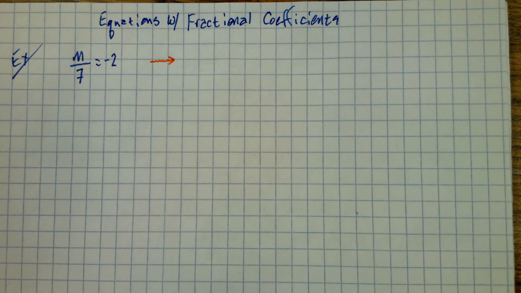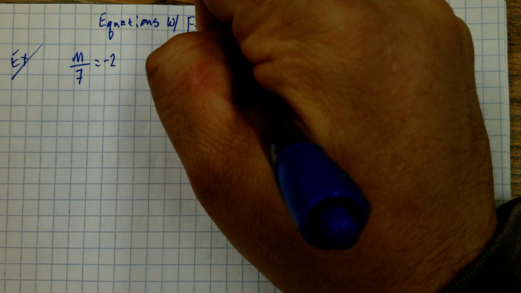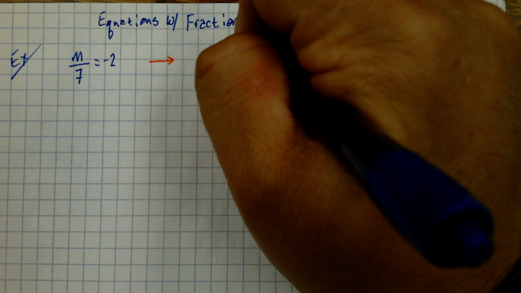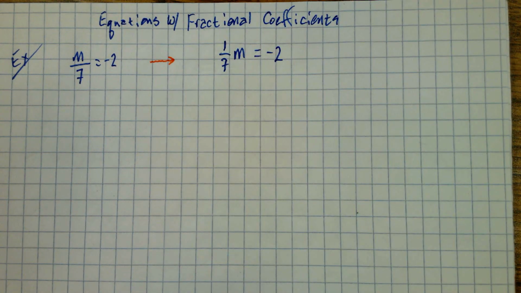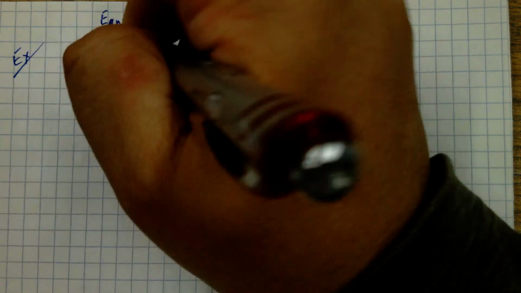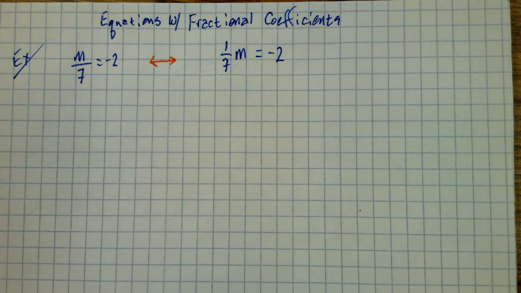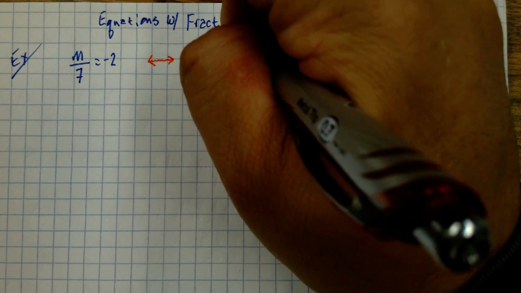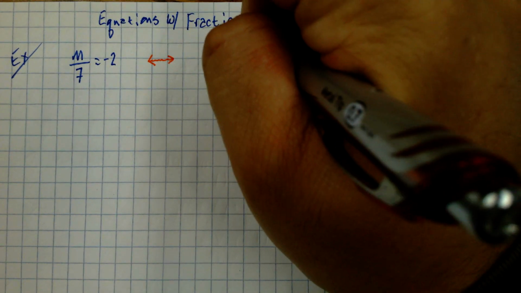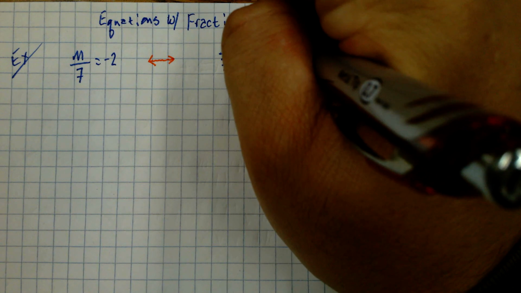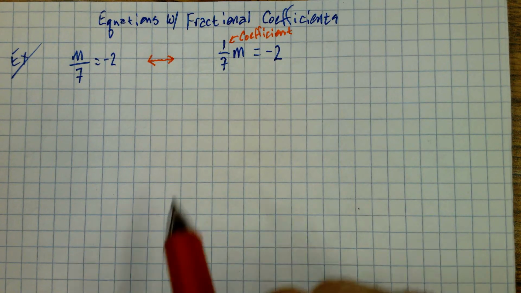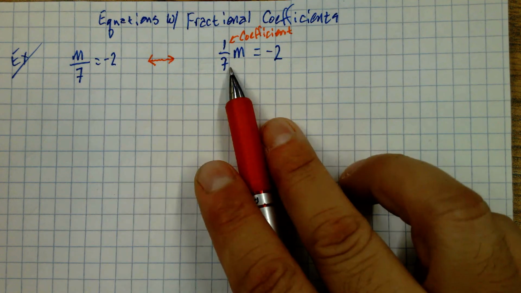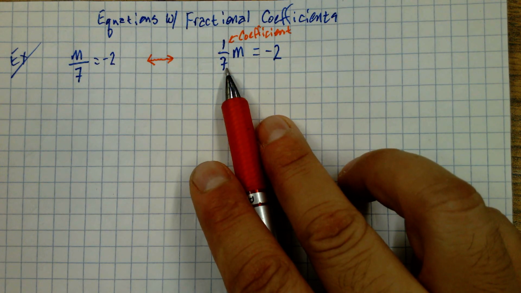So another way to write this same equation is 1/7 m equals -2. These are equivalent. You're saying the same thing. So even when we're dividing, we still have a coefficient. So if I say I'm getting rid of the coefficient in this case, I am getting rid of 1/7. That's the coefficient. Does that make sense?